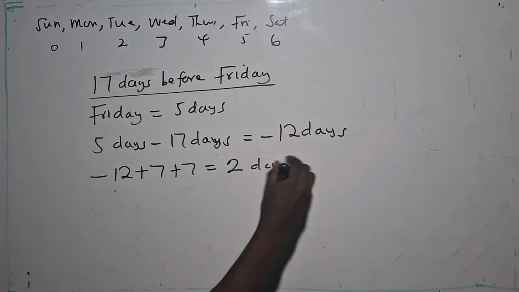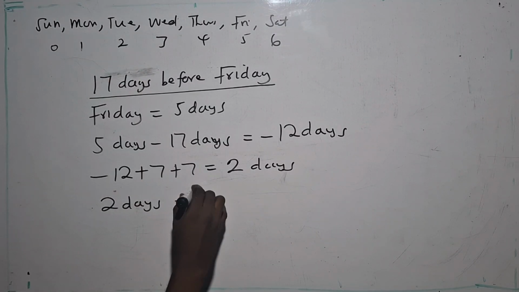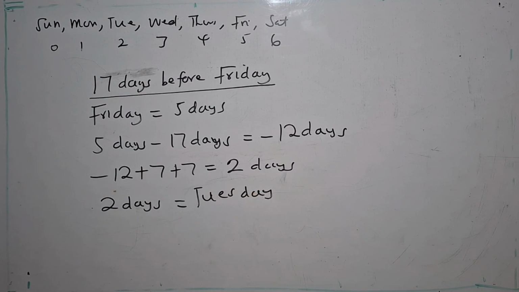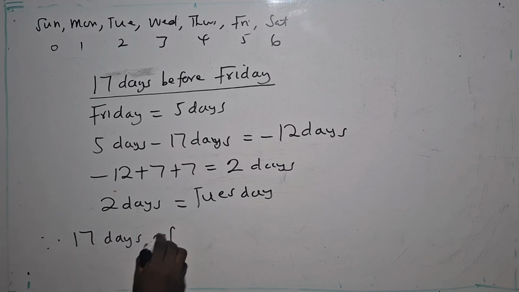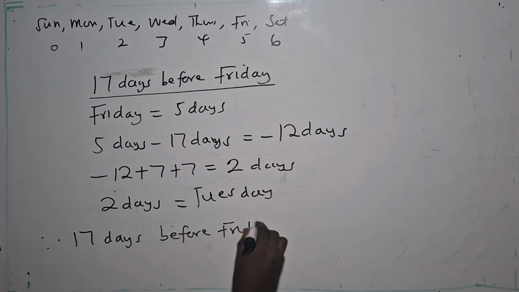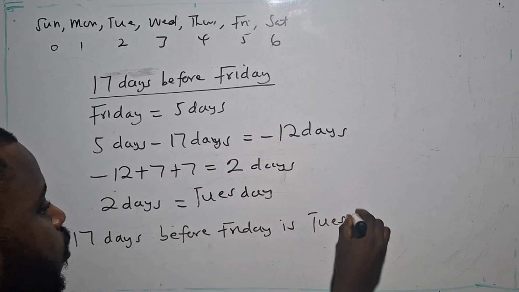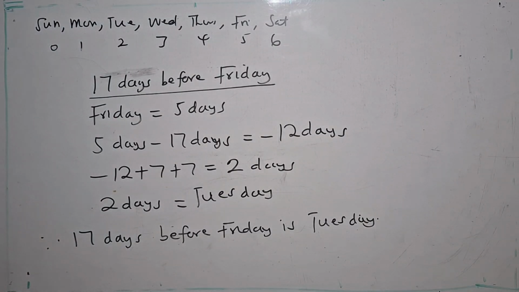Yes, 2 days. So the 2 days corresponds with what? Tuesday. Yes, it corresponds with Tuesday. So therefore, 17 days before Friday is Tuesday. You can use any calendar to try that, and you are going to get it.